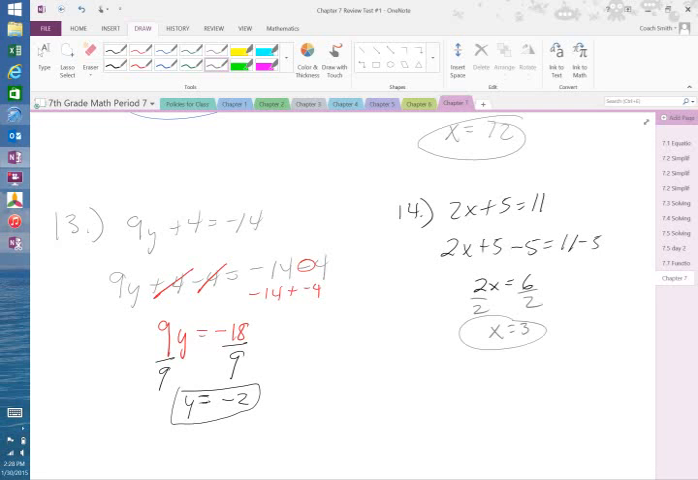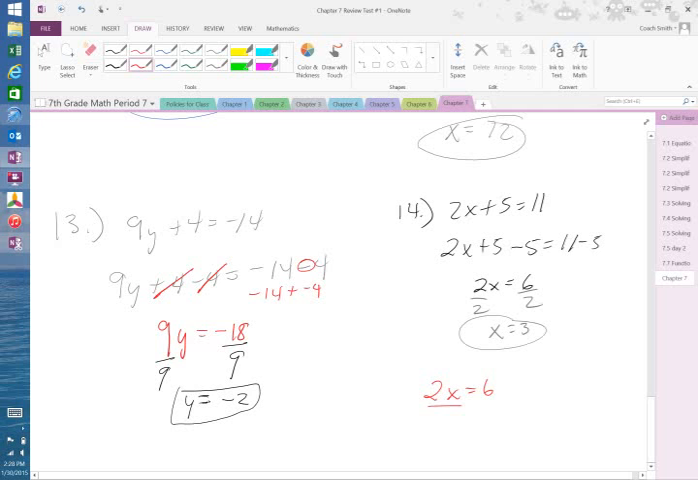Because I'm dividing both sides by 2. Why? If I do this, this is multiplication. So the inverse of multiplication is division.